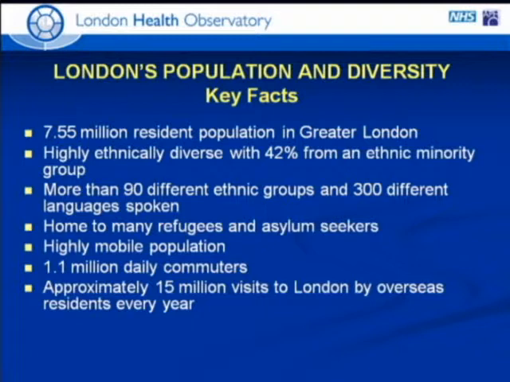We've got many refugees and asylum seekers. It's a very mobile population. People move around quite a lot. We also have 1 million daily commuters coming into London to work, and about 15 million overseas visitors every year. So all of these bring with them different health challenges. So that's just to set the background.